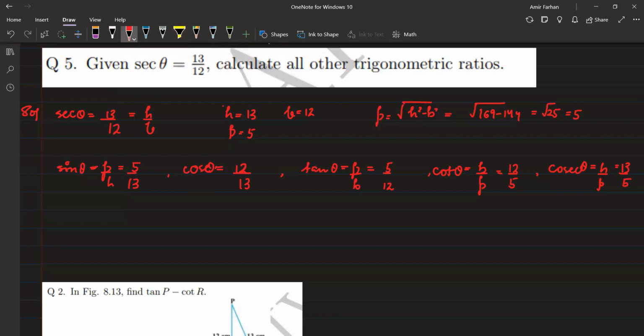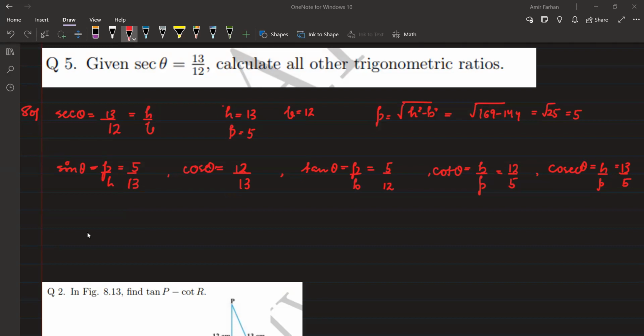Clear? But tan theta can be equal to 1. I've told you that tan theta can also be equal to 1, but sine theta and cos theta can never be equal to 1. Clear?